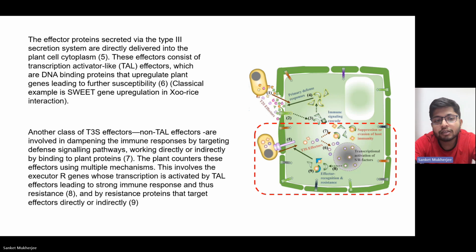Another class of T3S effectors are non-TAL effectors. They are involved in dampening the immune response by targeting the defense signaling pathways, working directly or indirectly by binding to plant proteins. The plants also confer resistance to these kinds of effectors, so the plants also develop a resistance mechanism against these effector molecules. So this is how it works out.